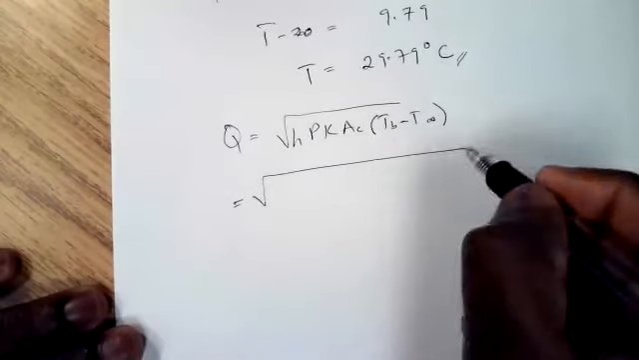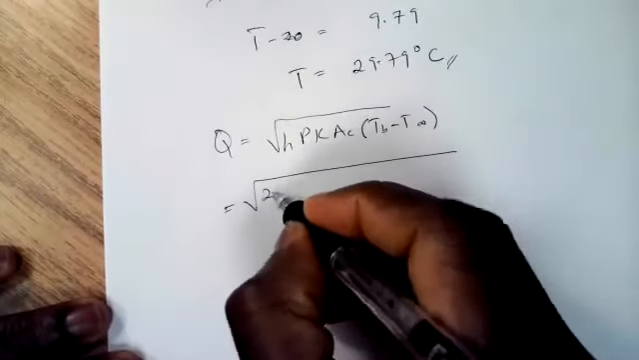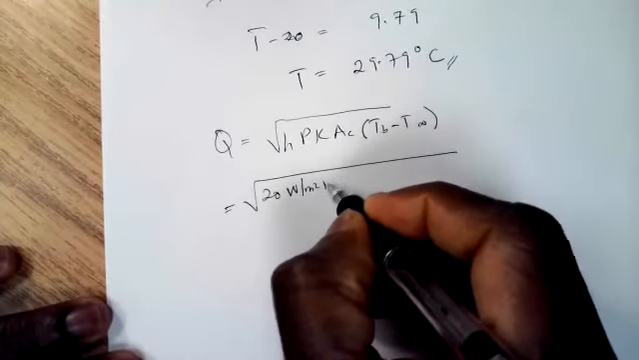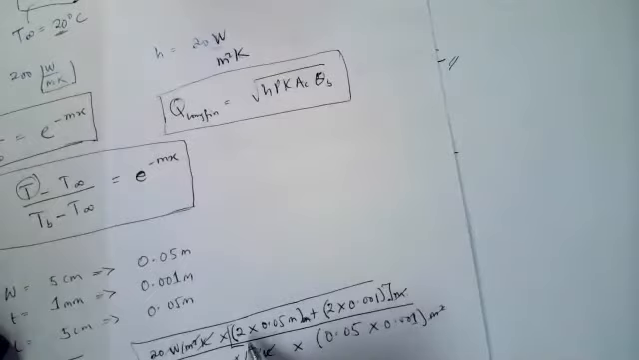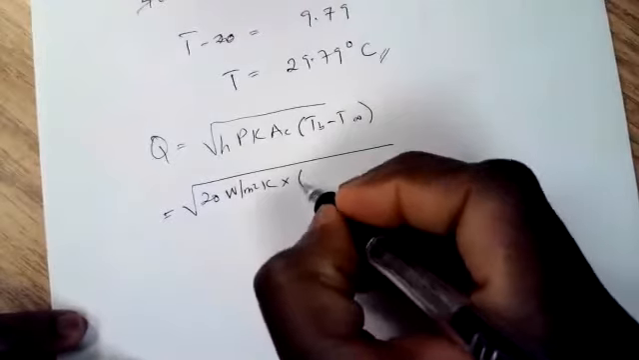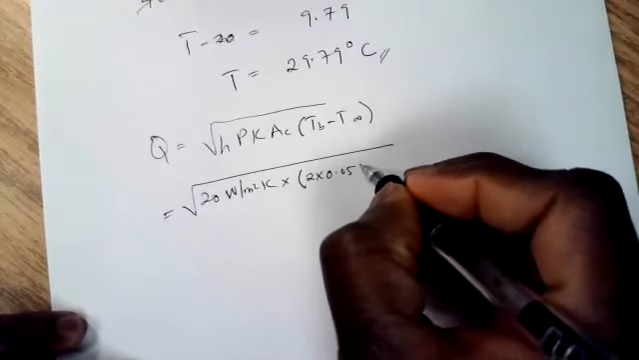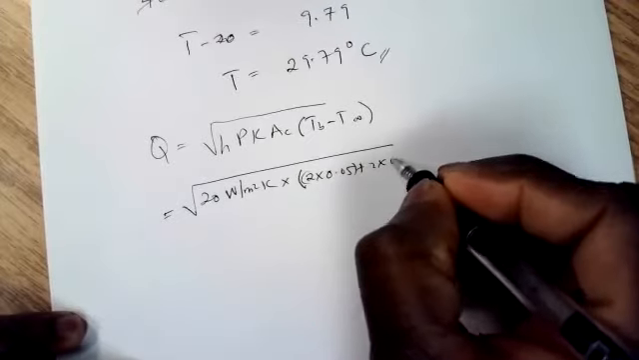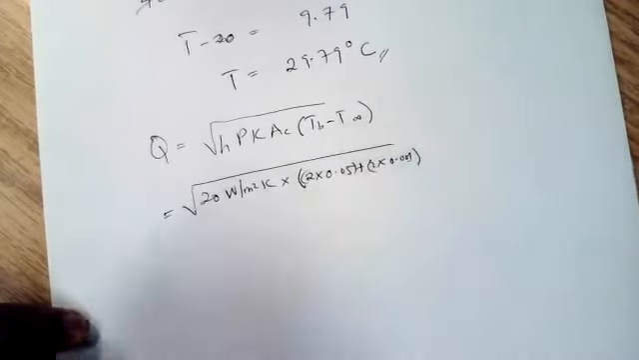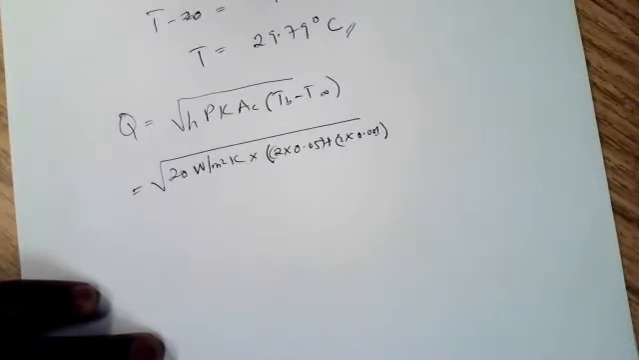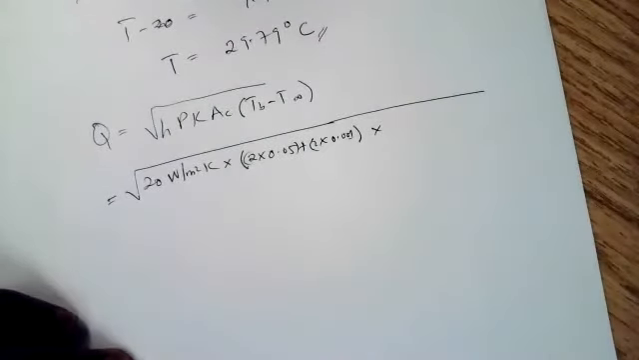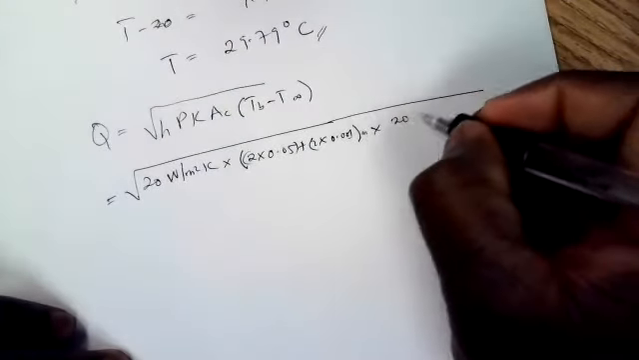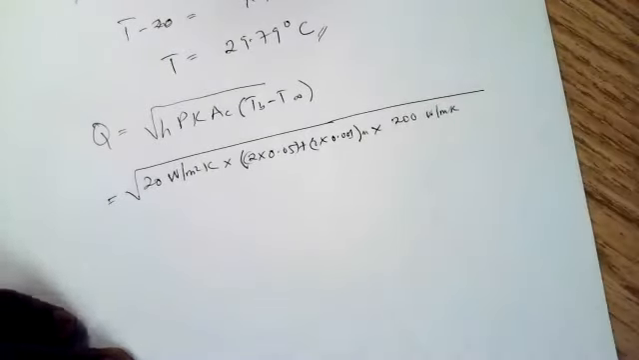So this is simply the square root of, we know h to be 20 watts per meter squared Kelvin, multiplied by the perimeter. We already evaluated that here. So 2 times 0.05 plus 2 times 0.001. And then multiplied by k. We're given k to be 200 watts per meter Kelvin.